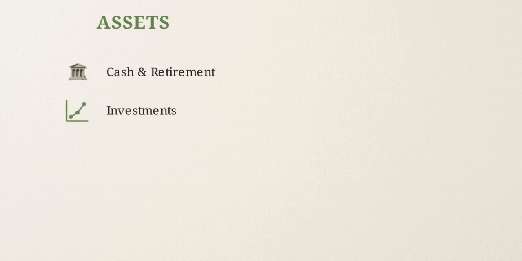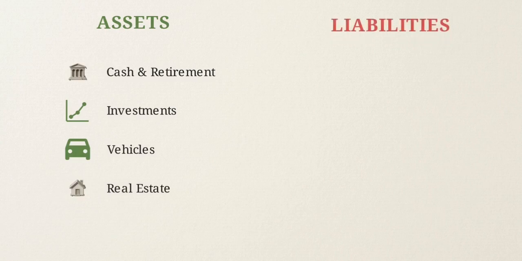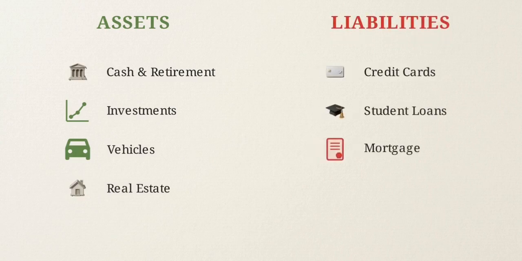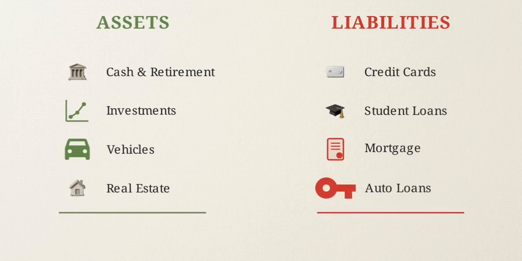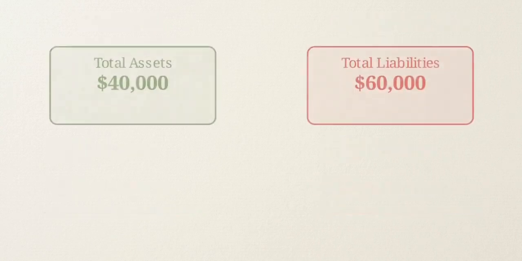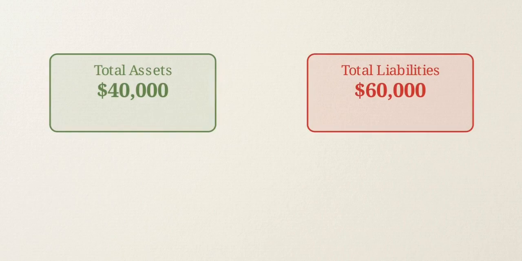First, list your assets. Add up the balances in your checking and savings accounts, retirement funds, the current market value of your car, and any real estate you own. Next, list your liabilities. This includes all outstanding debt, credit card balances, student loans, your mortgage, and any remaining car payments. This chart shows how those 2 columns interact.